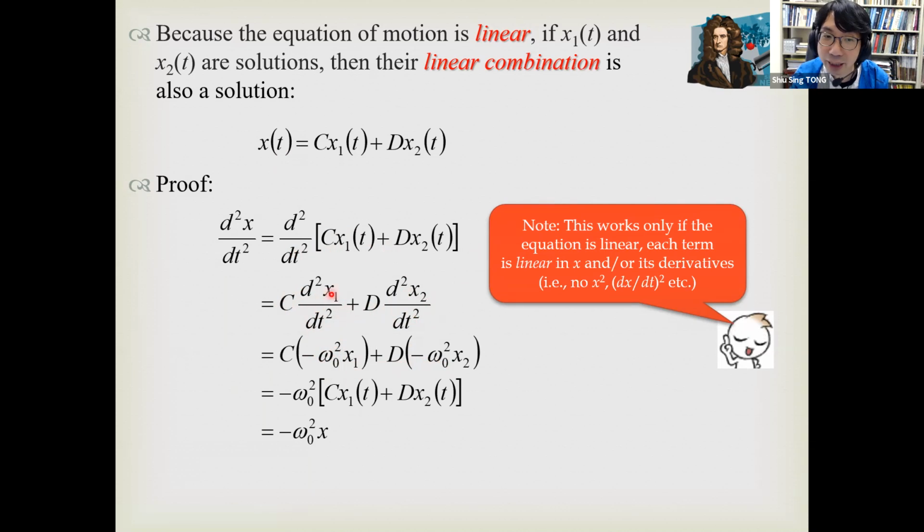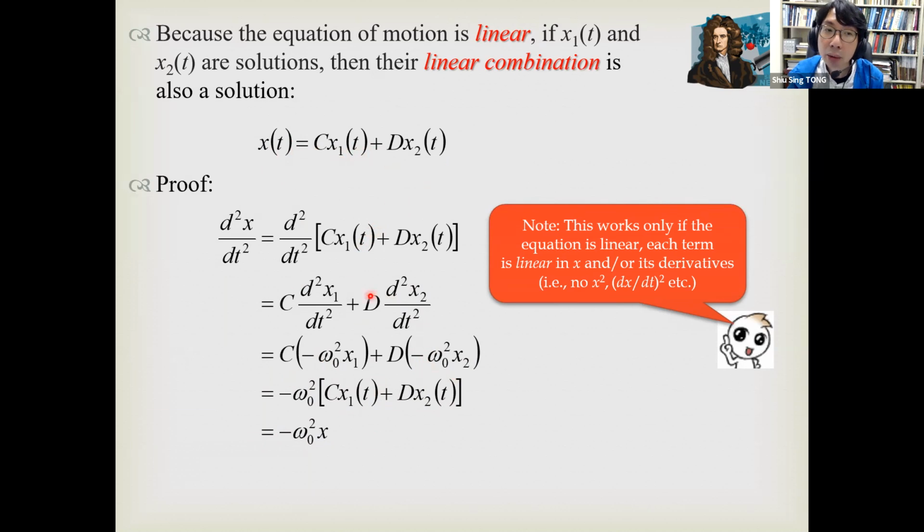So it goes back like this. The second derivative of x1 becomes minus omega naught squared x1. The second derivative of x2 becomes minus omega naught squared x2. Now we extract the constant omega naught squared out, and the quantity inside the square bracket is c x1 plus d x2, which is exactly x. So it becomes minus omega naught squared x. So obviously x, which is a linear combination of x1 and x2, also satisfies the equation.